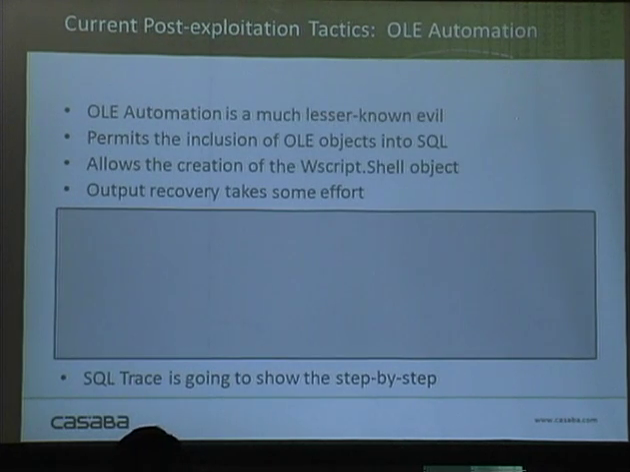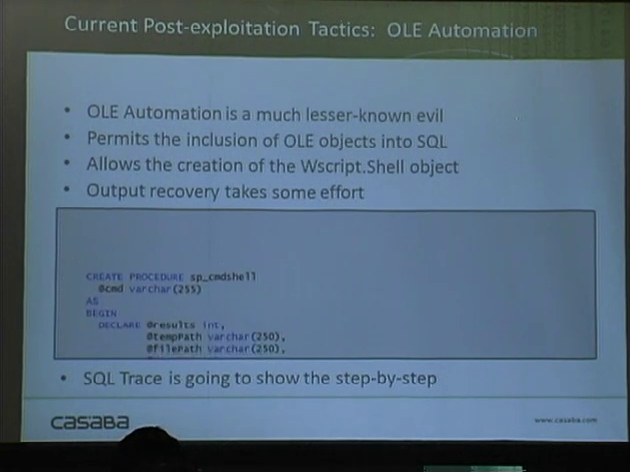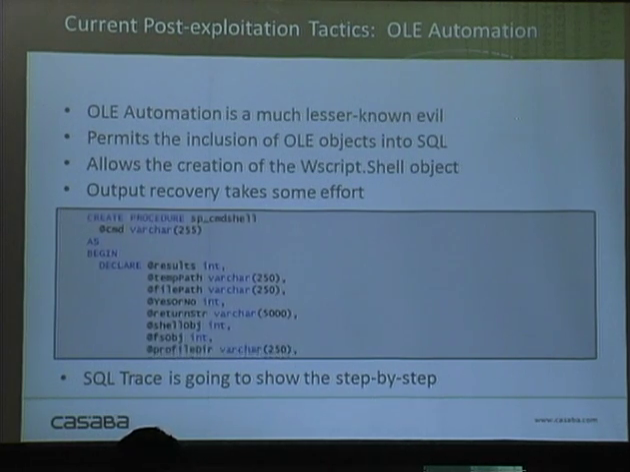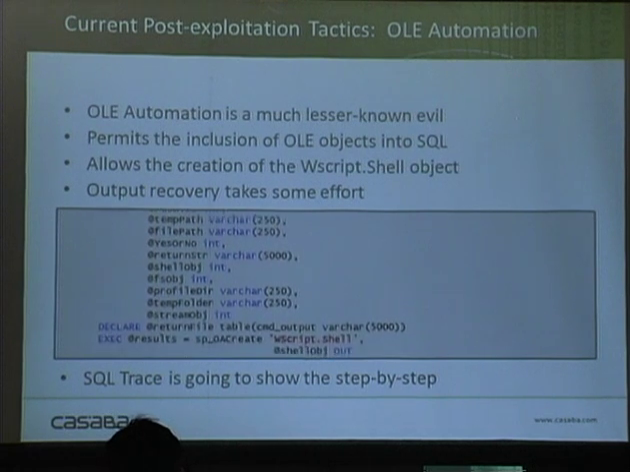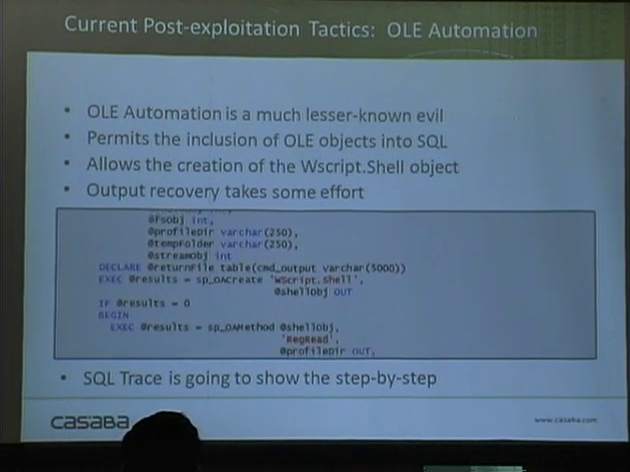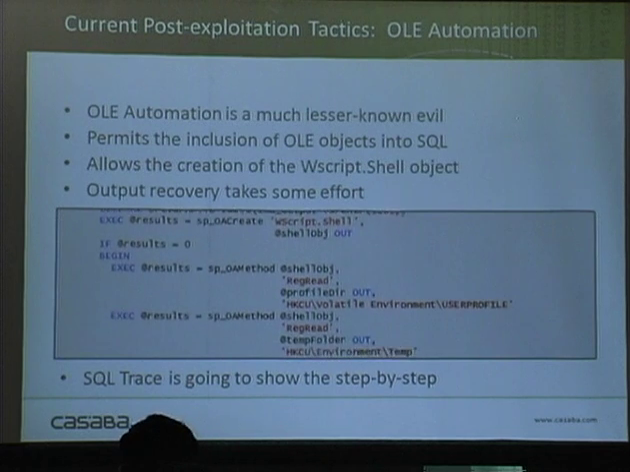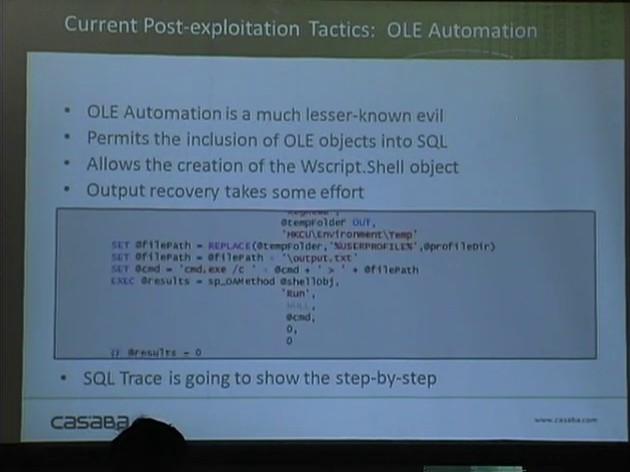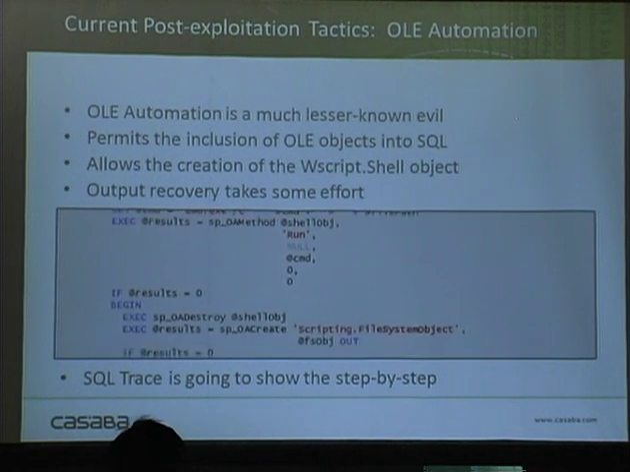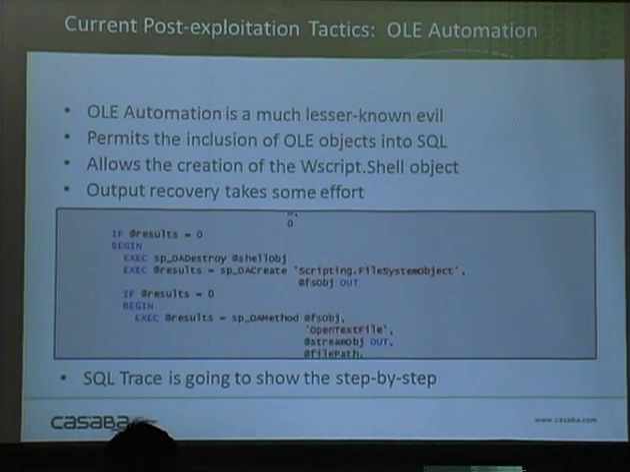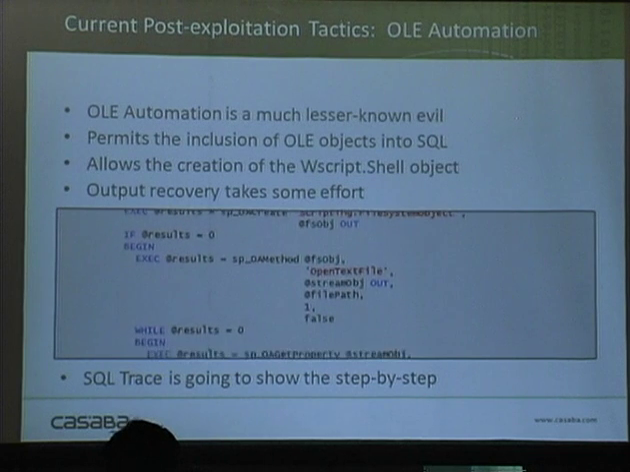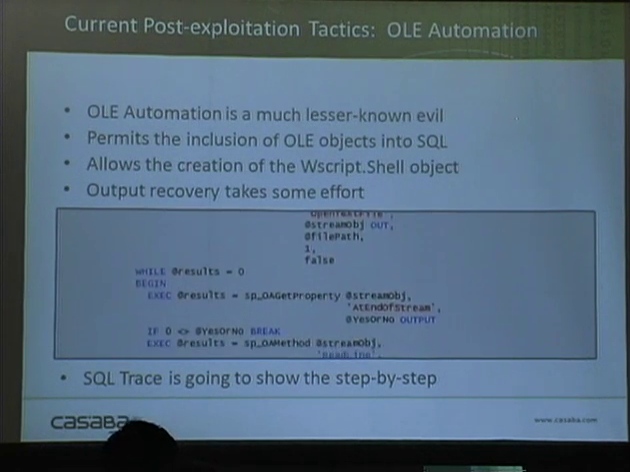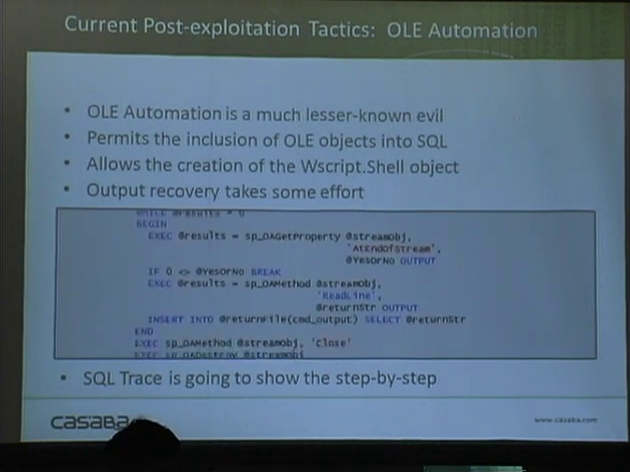This one is a little lesser known to some people. It's OLE automation, and it allows you to instantiate OLE objects within SQL Server. Everybody uses this to instantiate WScript so they can create a shell. The problem is, the WScript instantiation has no output method. So you execute a command and it's kind of blind. So then you have to instantiate other things, which is what all this script is doing, instantiating file system objects, so that when you issue your command, it dumps to a file, and then you can read the file, delete the file, and display it back to you.